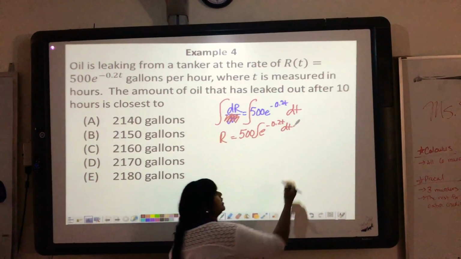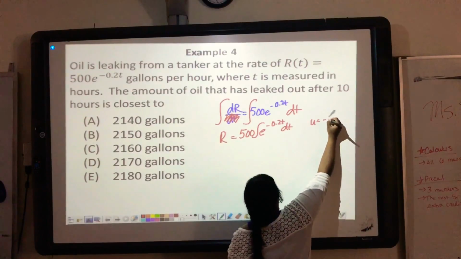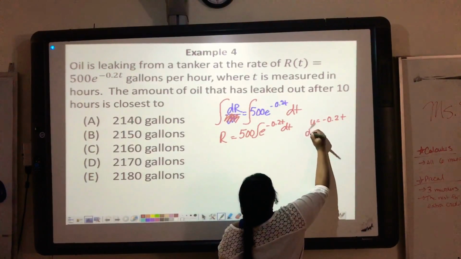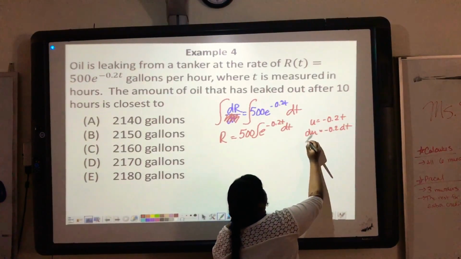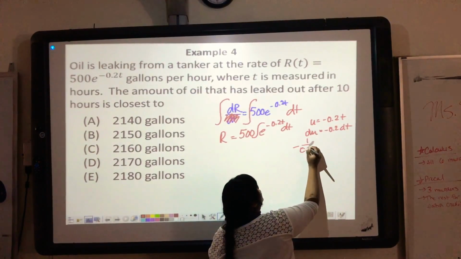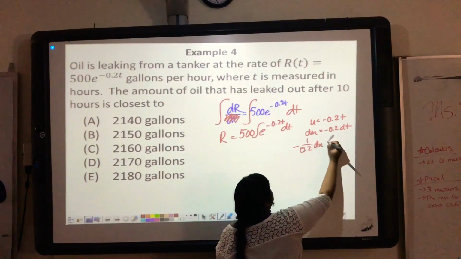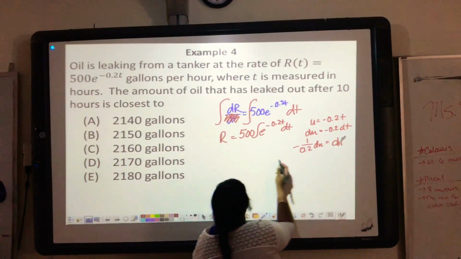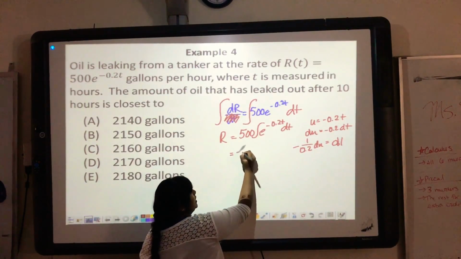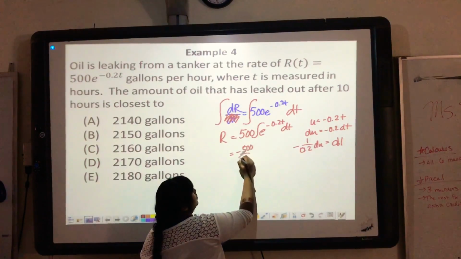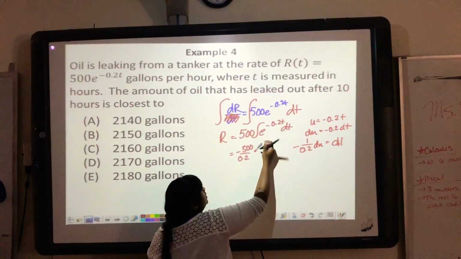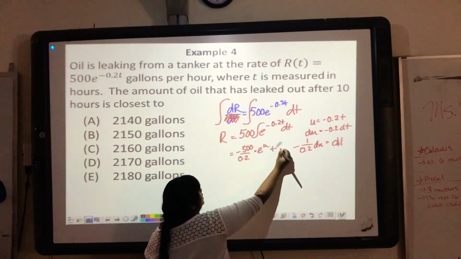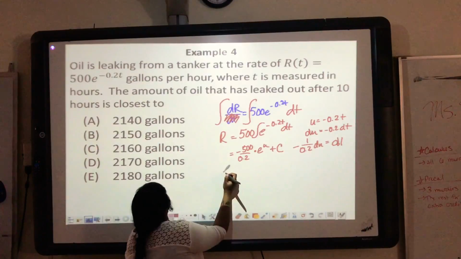Again, you have a little tiny u substitution. So u is equal to negative 0.2t. du is equal to negative 0.2 dt. So negative 1 over 0.2 du is going to be equal to my dt. So this now equals negative 500 over 0.2 times the integral of e to the u, which is just e to the u plus c. So now I plug it in.